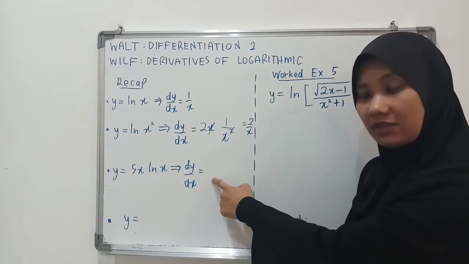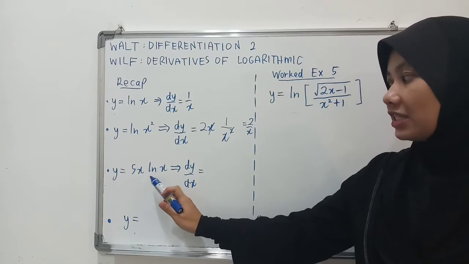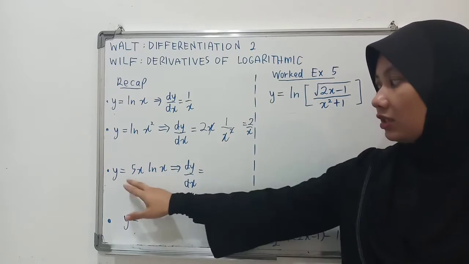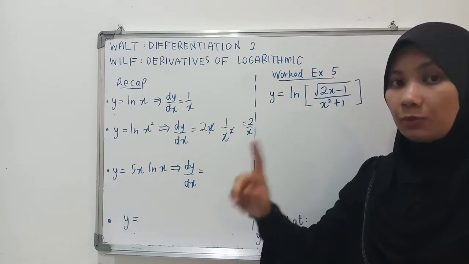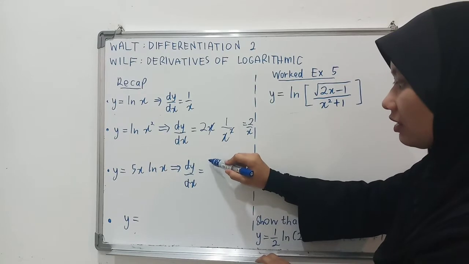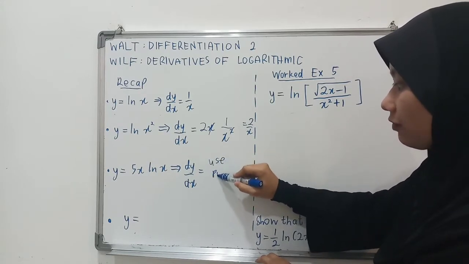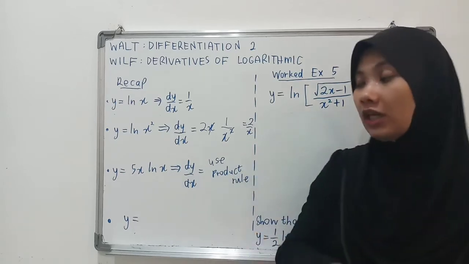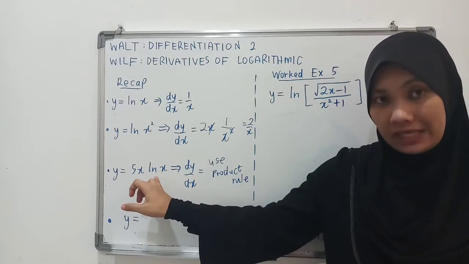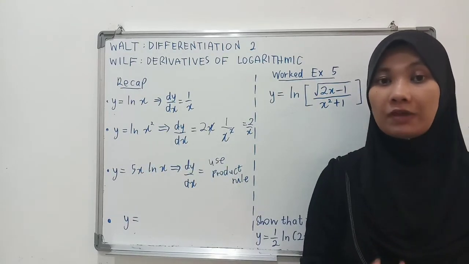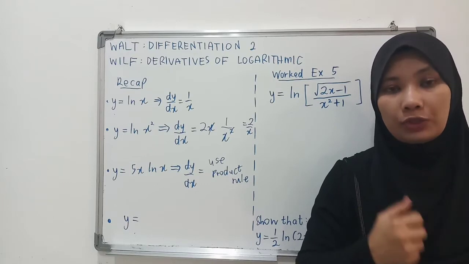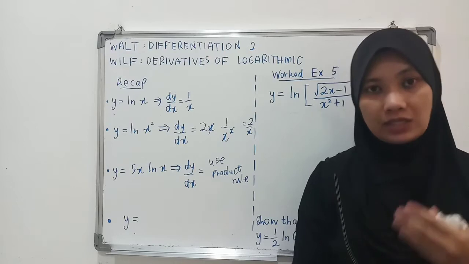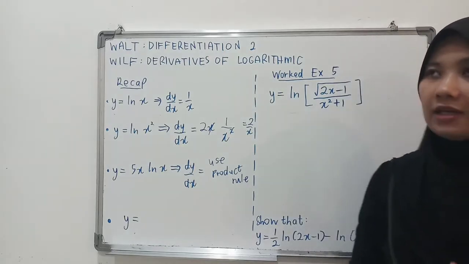This is from the previous video: how do we differentiate 5x ln x? You need to make sure you can identify the relation between the two terms. Here is a product, so you need to use the product rule. We have done that last video. You let one be u, the other be v, find u prime, find v prime, and key them into the product rule formula. That's it.